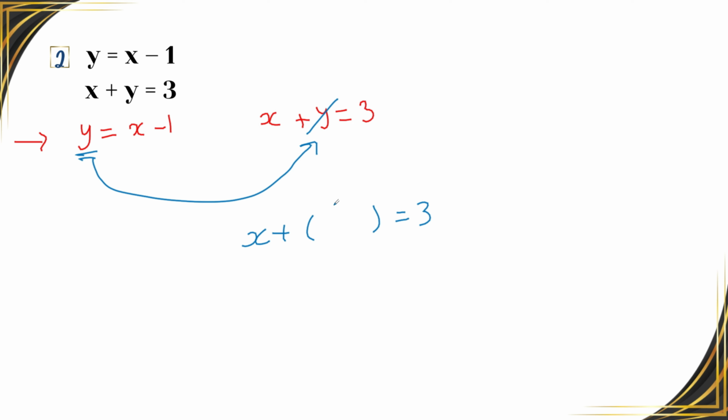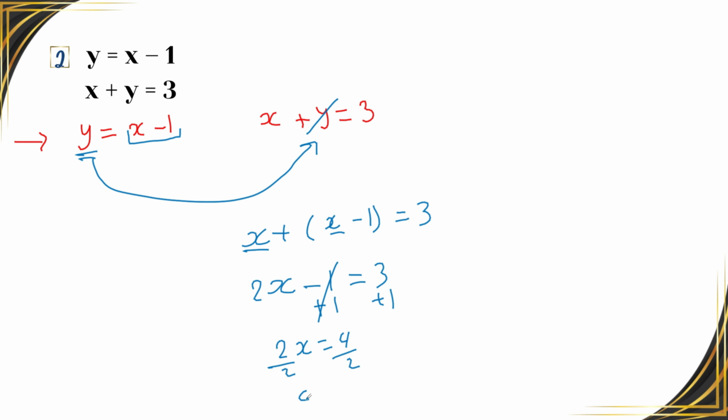What should we write here? This y we should replace with x minus 1. Now, x plus x minus 1 equals 3. Combine like terms. Then here, x plus x will be 2x minus 1 equals 3. Cancel this minus 1 by adding 1 to both sides. Okay, then 2x equals 4, divided by 2, then x equals 2.